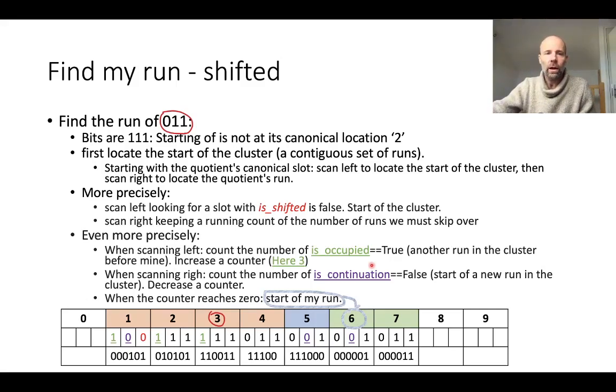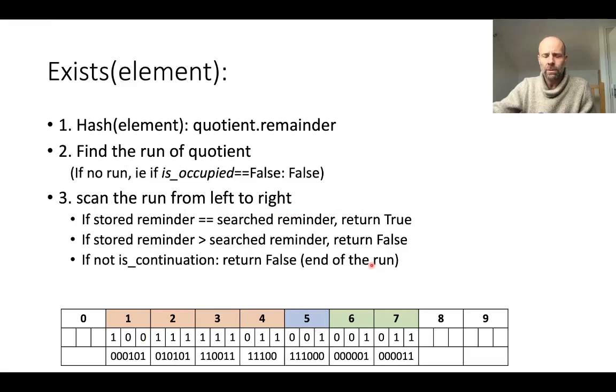And I just finish my presentation by, of course, seeing how to check if an element exists in the filter. This is finally what we are looking for. To know if an element exists in the filter, this is somehow the same process as inserting a new element. So we hash the element we are looking for. We find the run it corresponds to in the quotient filter with the process we have just seen in the previous slide.